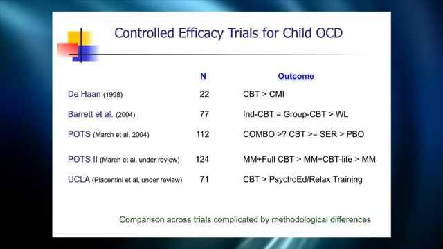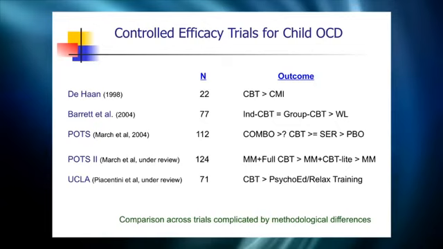What they found was that the full CBT worked really well, as you might expect. The CBT light really didn't work very well at all, because the psychiatrists really weren't pushing these kids or instructing them in a meaningful way in how to do exposure, which in some ways provides evidence for the importance of the exposure element of treatment. And then in our study, which was more of a family-based CBT treatment, we found that family-based CBT outperformed psychoeducation plus relaxation training.